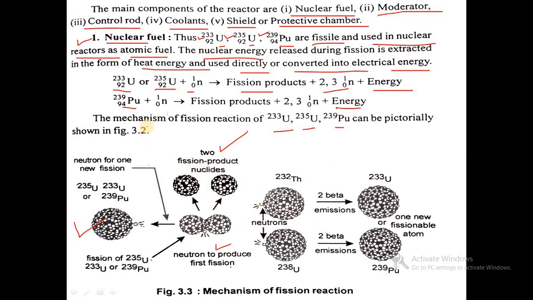Also, if we want to produce the uranium-233 isotope, because thorium is easily available, when thorium-232 is bombarded by neutrons, we get uranium-233 with the emission of beta particles. And if we want to produce plutonium-239, uranium-238 is bombarded by neutrons, and with the emission of beta particles we get plutonium-239. So these are the nuclear fuels produced, and uranium-235 is naturally available.